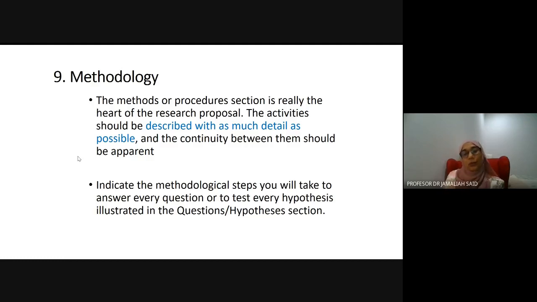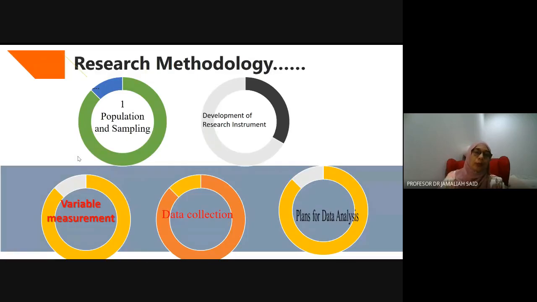Okay, what should be the item you have to describe in detail? Number one, you have to describe your population, your sampling. Okay, if you are doing CSR just now, what are the samples? Companies listed in Bursa. How many companies are listed in Bursa as of today, 1st April 2020? You have to tell how many. Are you going to take the whole sample? If yes, why? If no, why? So how are you going to take a sample from this?